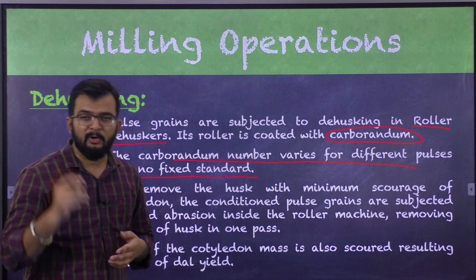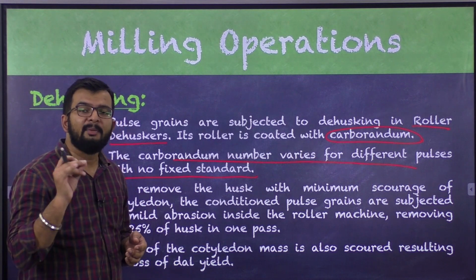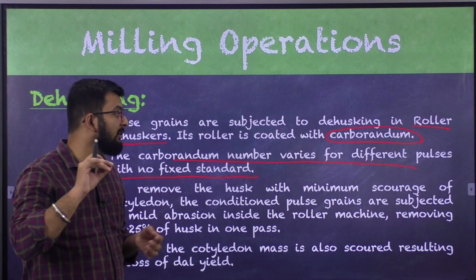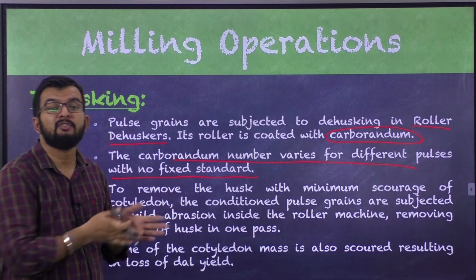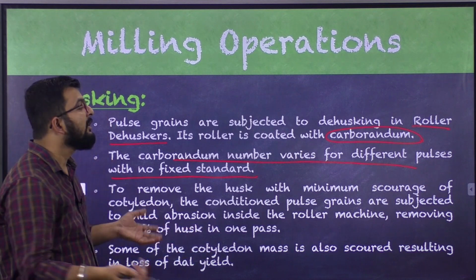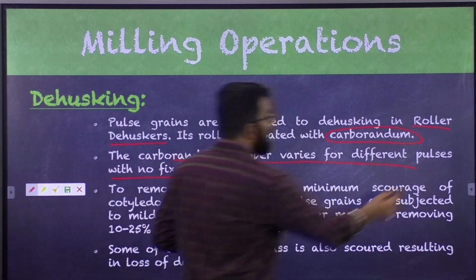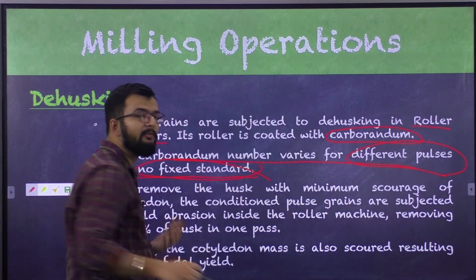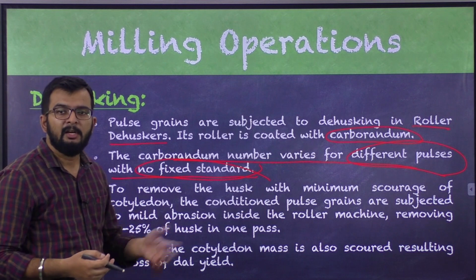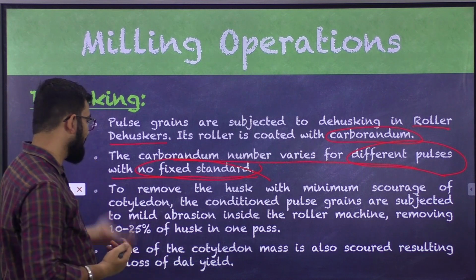That is, carborundum number means how abrasive it is, or you can say the size of the particles or size of the abrasion, whether it is too abrasive or very less abrasive. So it varies from pulse to pulse, and there is no fixed standard for any one pulse. It can vary depending on the quality of the pulses also.